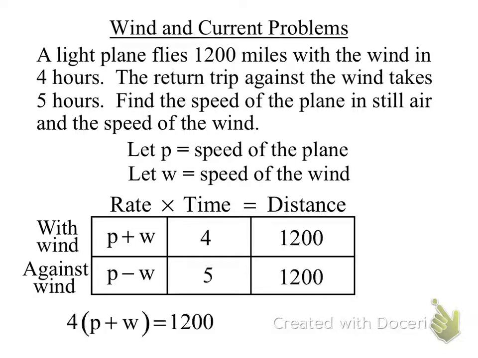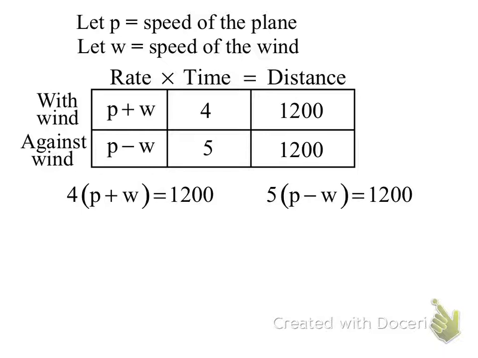So our two equations are as follows. They're 4 times the quantity of P plus W equals 1,200 and 5 times the quantity of P minus W equals 1,200. Now in this particular case, we can simplify this. You should be writing as we're going. We can simplify. How could I get rid of the 4? Andy, what can I do to the 4? Yep, divide both sides by 4, and we are left with P plus W equals 300.